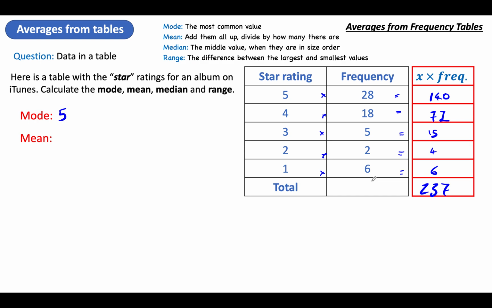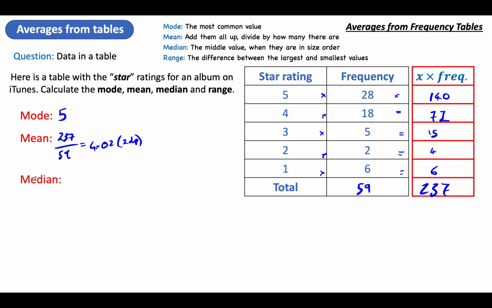5 plus 2 plus 6 is 59. And then my mean is the total of that extra column divided by the total amount of things, so the total frequency, which is, to 2 decimal places, 4.02. I didn't tell you what decimal places to put it to, so as long as it's something reasonable and you've rounded correctly, that's fine.